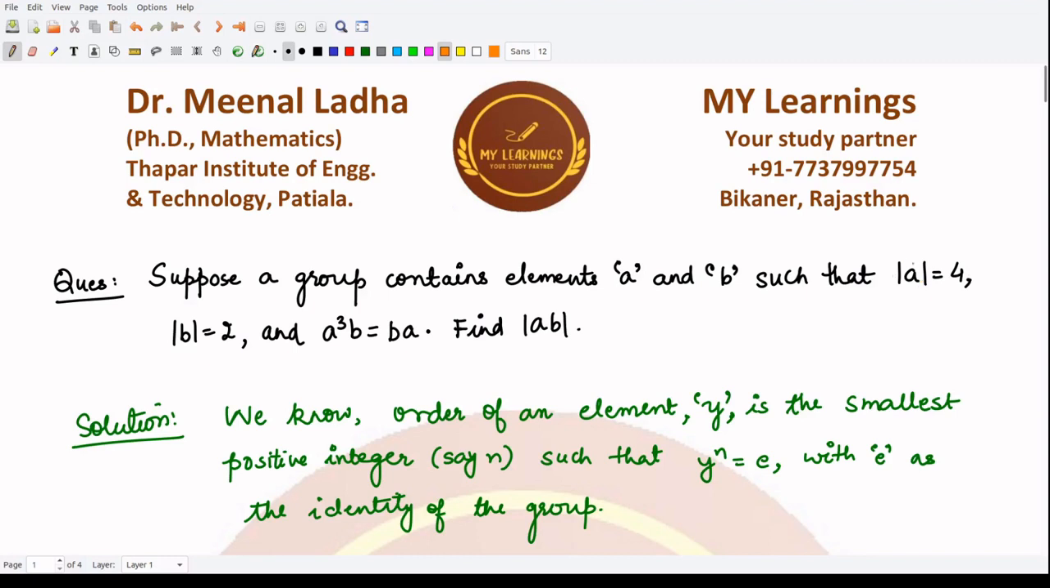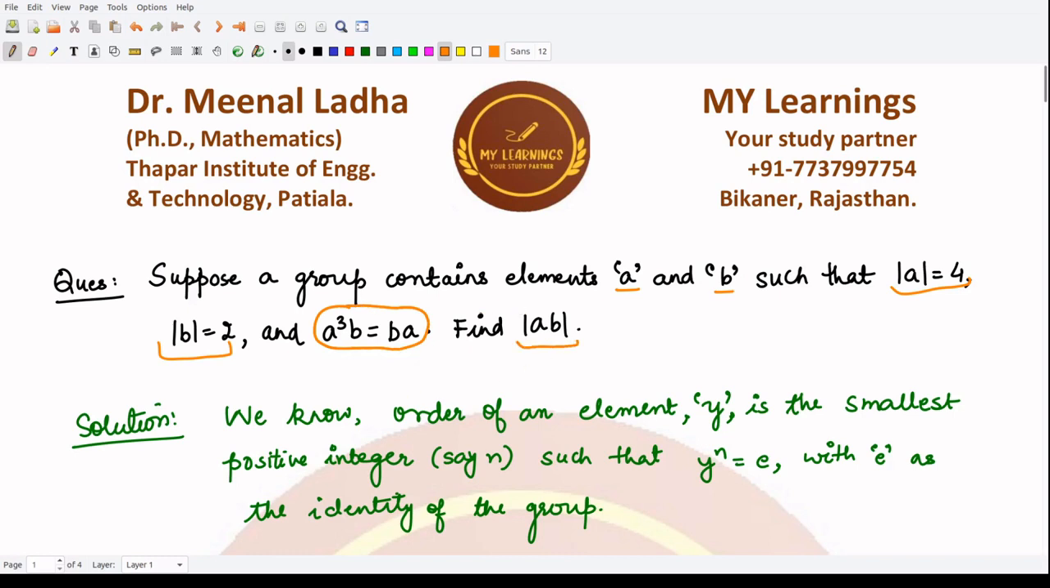In this video we'll be solving a question which states: suppose a group contains two elements A and B such that the order of the element A is 4 and the order of the element B is 2. We are also given the condition that A cube B is equal to BA. Then we have to find the order of AB.